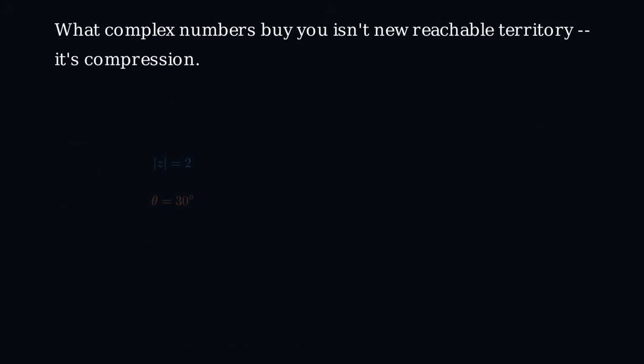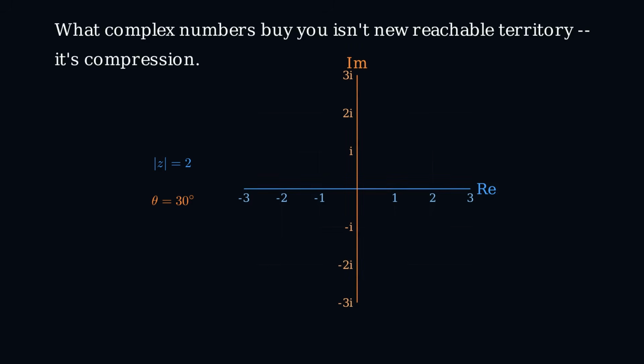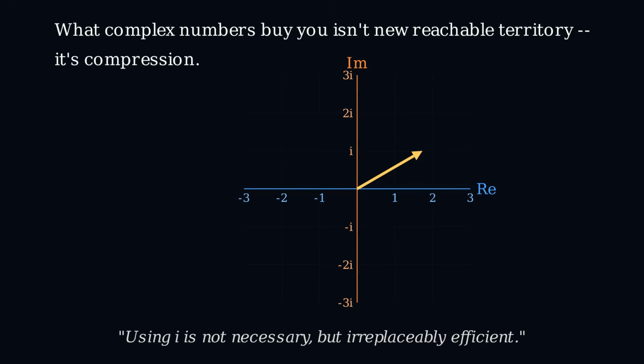What complex numbers buy you isn't new reachable territory. It's compression, replacing two coupled real quantities and their rotation rule with one symbol in ordinary algebra. Using i is not necessary, but irreplaceably efficient.